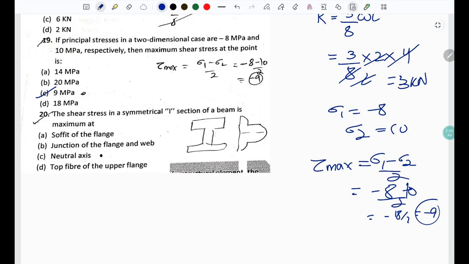The 20th question is about the shear stress in a symmetrical I section. This is your symmetrical I section. So shear stress will be maximum here. This is how it varies. At the junction of the flange section and the web section, there's a jump, and after that it further increases to its peak value, which is at the neutral axis. Since this is a symmetrical section, the neutral axis or the centroidal axis will be at the same position, so the correct answer is neutral axis. Let's see the other questions.